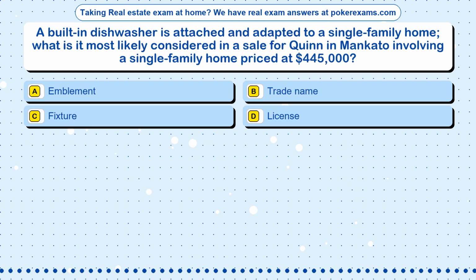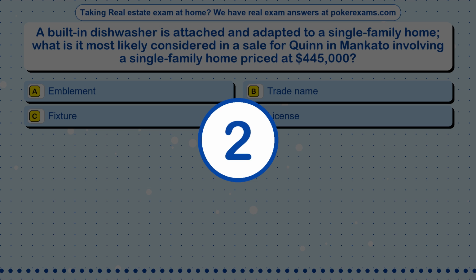Question 7. A built-in dishwasher is attached and adapted to a single-family home. What is it most likely considered in a sale for Quinn in Mankato involving a single-family home priced at $445,000? Option A, emblement. Option B, trade name. Option C, fixture. Option D, license.